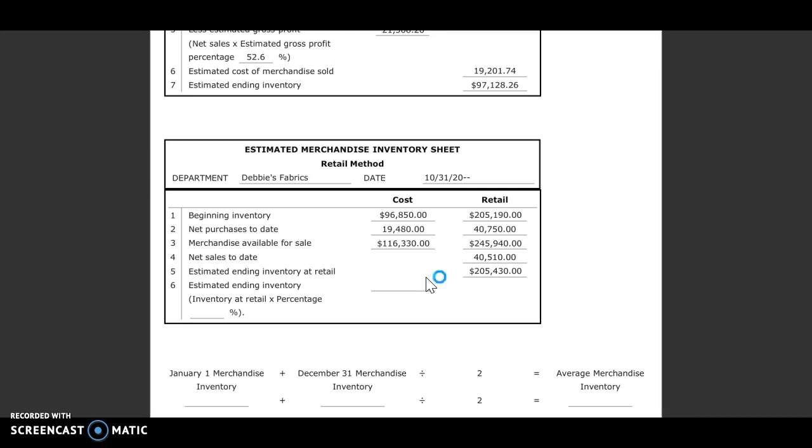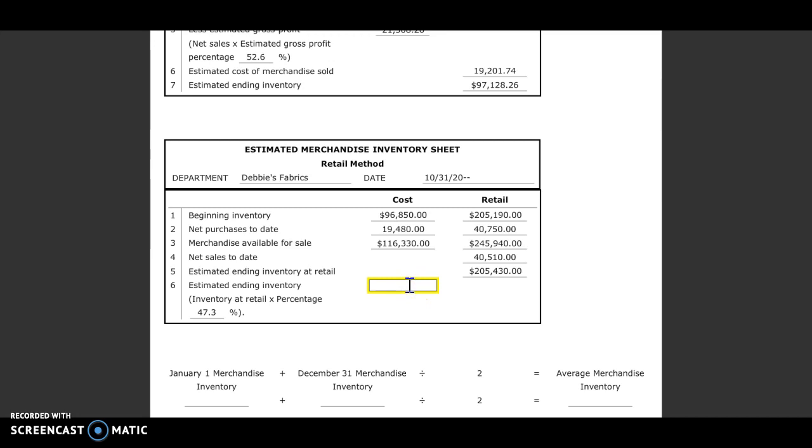Okay, so we get 47.2. It does tell us that we're going to round the percentage to the nearest 0.1%. I would have just left it at 47.2, but they are wanting us to round it to 47.3. So we'll go ahead and do that. I typed it in right. Okay, so 47.3%.